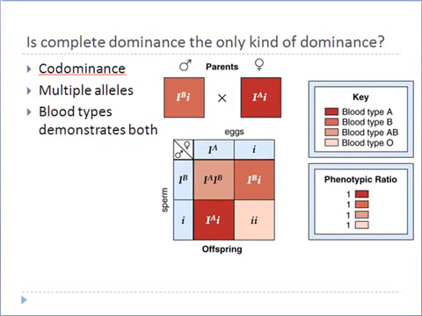Another kind of dominance is something called codominance. Codominance, don't confuse it with incomplete dominance. In codominance, you have two dominant alleles, and they both are fully phenotypically expressed in the offspring. The best example I can give of this is blood type. You're all familiar with blood type. People can be type A, their blood can be type B, their blood can be type O, their blood can be type AB. Type A blood is a dominant blood type, okay?